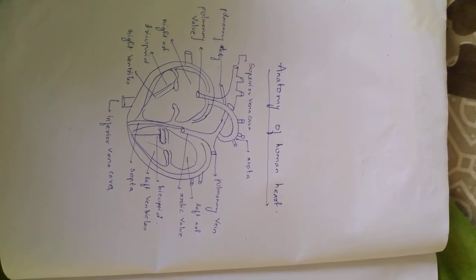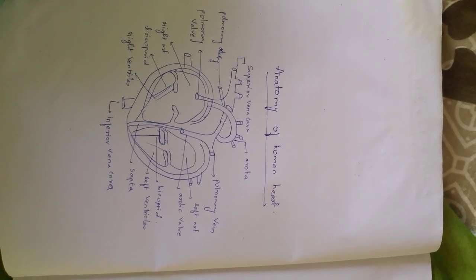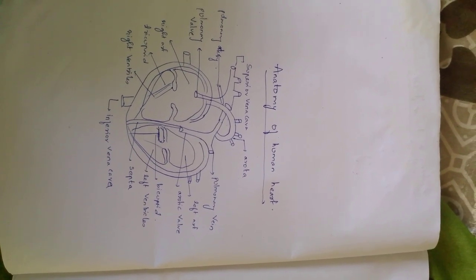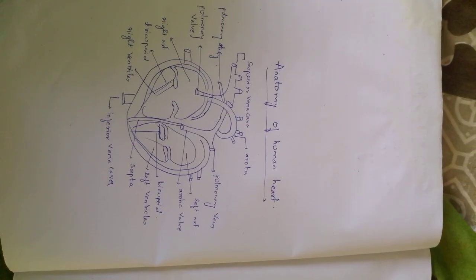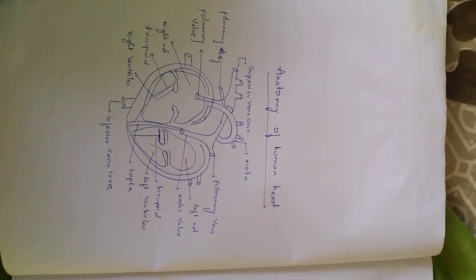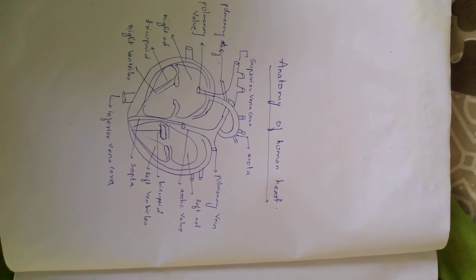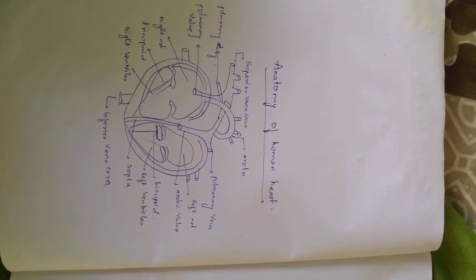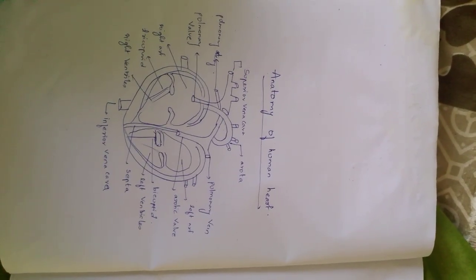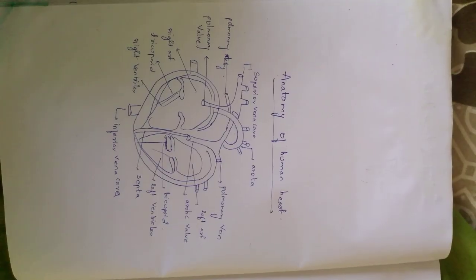The bicuspid valve is located between the left atrium and left ventricle. The pulmonary valve is located between the right ventricle and the pulmonary artery, which you should keep in mind. The aortic valve is located between the left ventricle and the aorta. These things we have to keep in mind. Next topic: the coronary venous system.